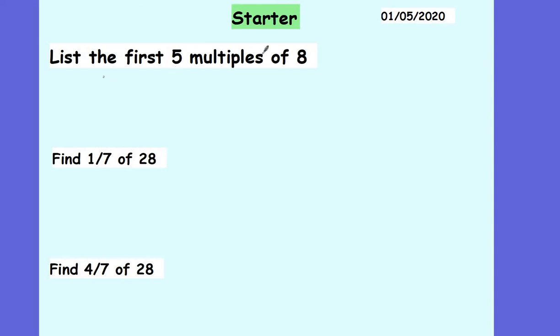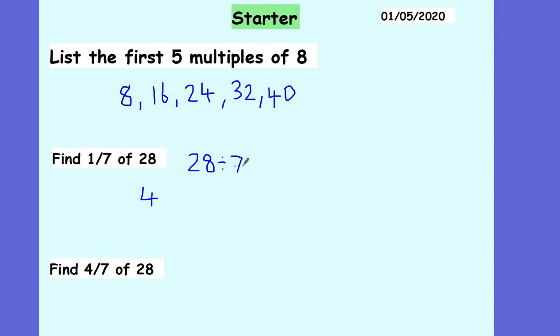Okay, let's go through the answers. So the first 5 multiples of 8 are just 8, 16, 24, 32 and 40. Owen, what's 1/7 of 28 for me? 4, great, so we've just done 28 divided by 7, which gave us 4. So if 1/7 is 4, Sophie, what's 4/7 going to be? 4 times 4, which gives me 16. Thanks, Sophie.